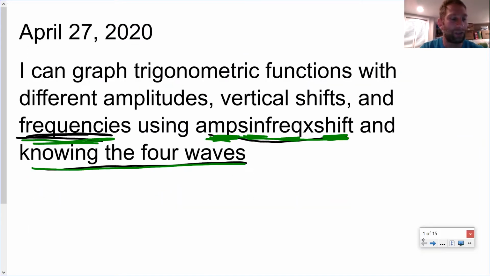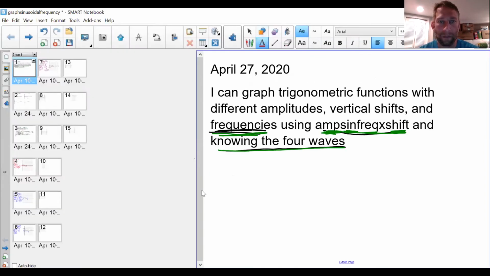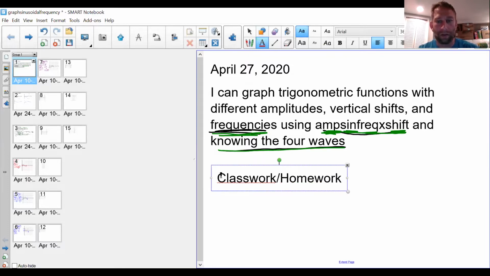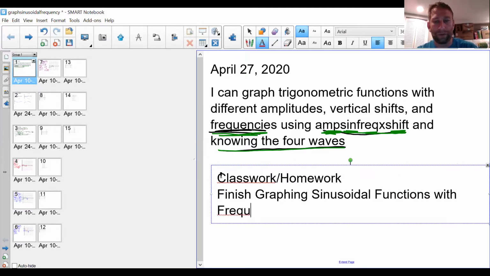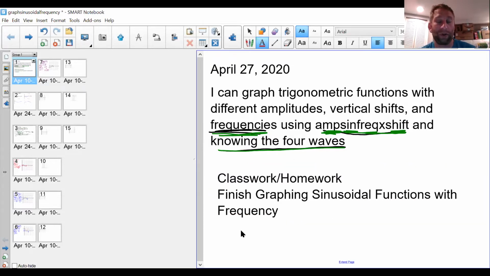Your classwork / homework is to finish graphing sinusoidal functions with frequency. And again, this is tied for the most important lesson in this unit because it incorporates everything we've done so far.